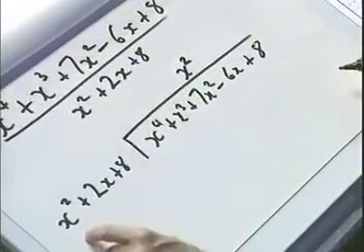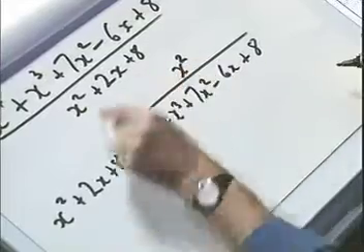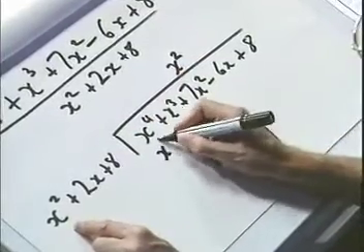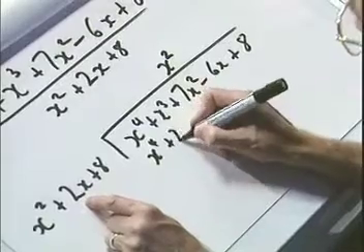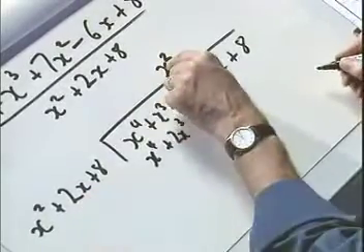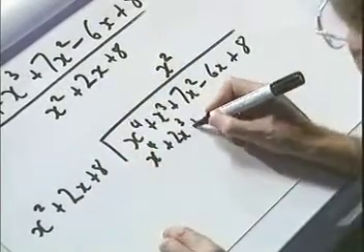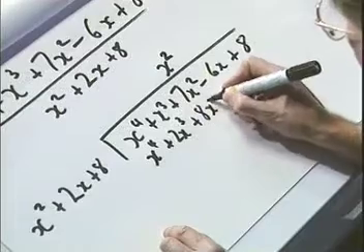And now we do the multiplication. X squared times x squared is x to the 4th. X squared by 2x is plus 2x cubed. X squared by 8 is plus 8x squared.